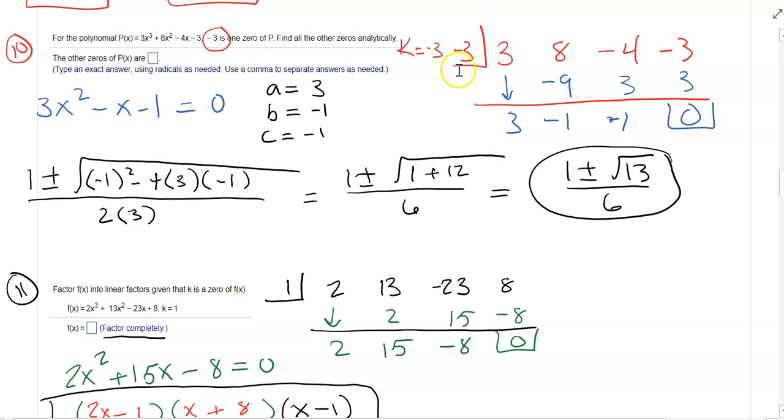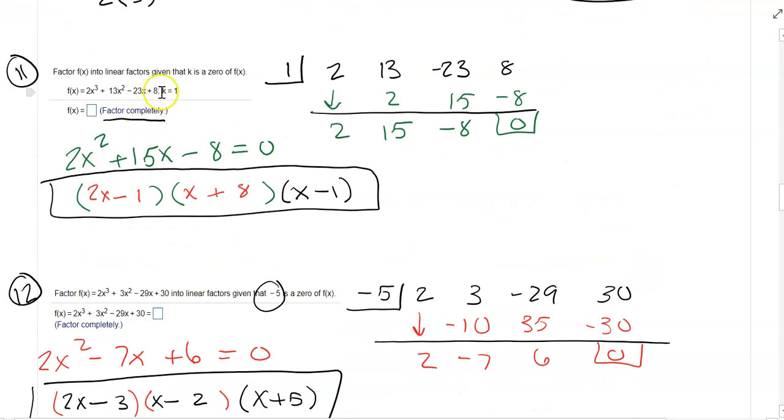Here I know that -3 is a 0, so I use that to simplify. Here I cannot factor this, therefore I must use the quadratic formula. Here's my a, b, and c values. Math happens, and there are my other two zeros. 1 plus square root of 13 over 6, and 1 minus square root of 13 over 6.